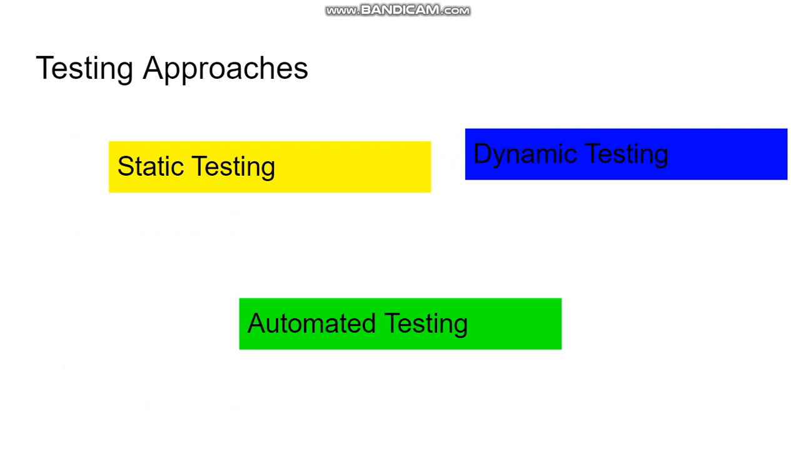For testing approaches, we have three: static, being the type of testing in which code is not executed and it can be done manually, while in dynamic, the code is in operation, during runtime. Automated testing is a combination of static and dynamic, and it is done automatically by a piece of software.